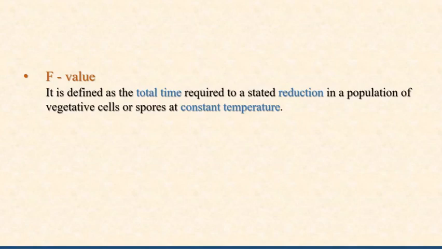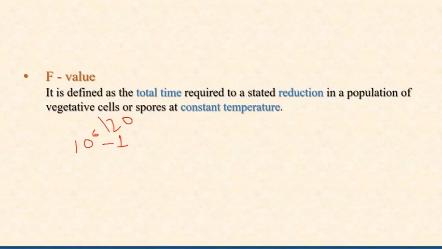What does it mean? For example, if a food sample has an initial microbial count of 10 to the power 6, we want to reduce it to 1 microorganism per sample at 120 degrees centigrade. So, the total time required to reduce microorganisms from 10 to the power 6 to 1 at 120 degrees constant temperature is known as F-value.